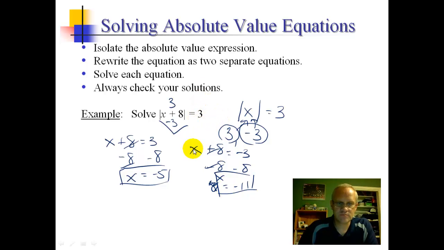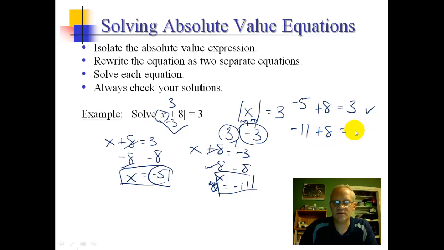And again, we want to check these. Sometimes if it's simple enough, you can just do it in your head. But if we take -5 and plug it back in here for x, -5 plus 8, does that equal 3? Yep, that was a solution. What about -11? -11 plus 8, does that equal 3 after we've taken the absolute value? I should have mentioned that before, when you take the absolute value of these. So -5 plus 8 is 3, absolute value is 3. -11 plus 8 is -3, then we take the absolute value, it becomes +3.